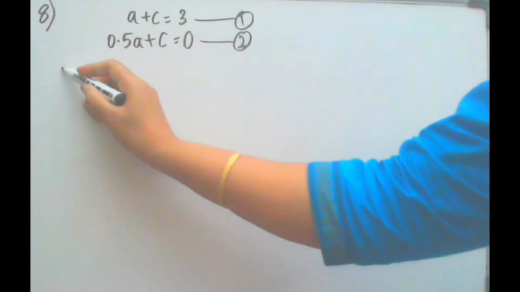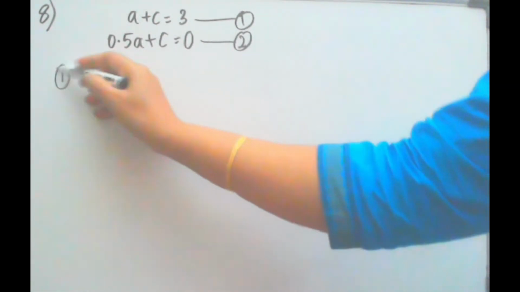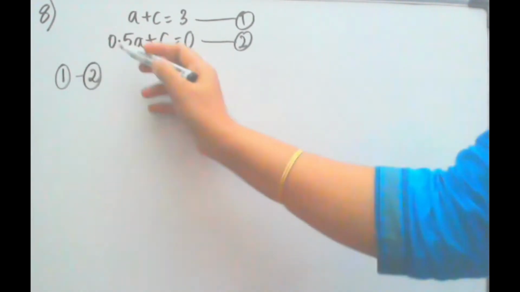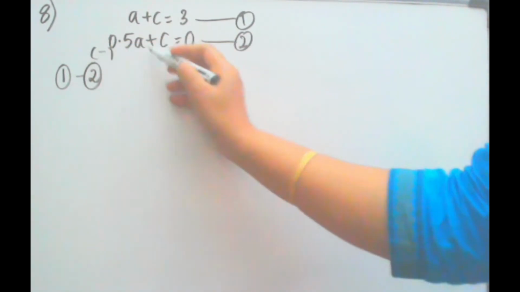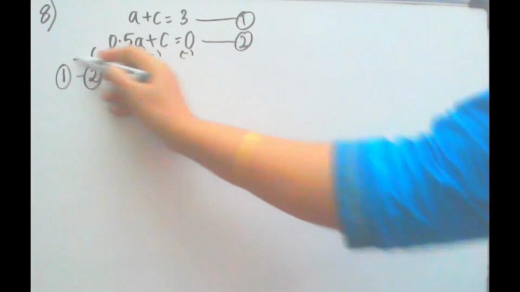Now using equations 1 and 2 we will do simultaneous equation solving. So let's do 1 minus 2. When we are doing minus 2, the second equation's sign will reverse. So plus c and minus c will cancel each other.